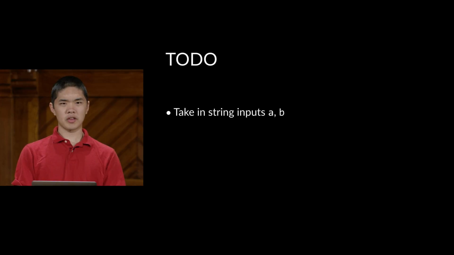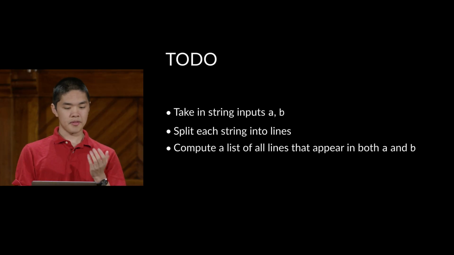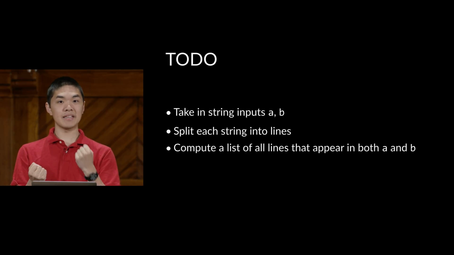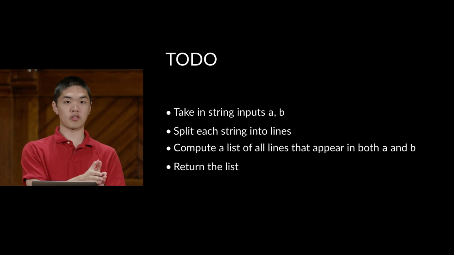Let's start by taking a look at lines. In this part of the problem, here's what you'll have to do. First, the lines function is a function defined in helpers.py, which takes in inputs a and b, each of which are strings. The first thing you'll have to do is take each of those strings and split them up into individual lines. Then you'll need to figure out which lines appear both in a and in b. And then finally, you'll want to return a list that contains all of the lines that are present in both string a and also string b.